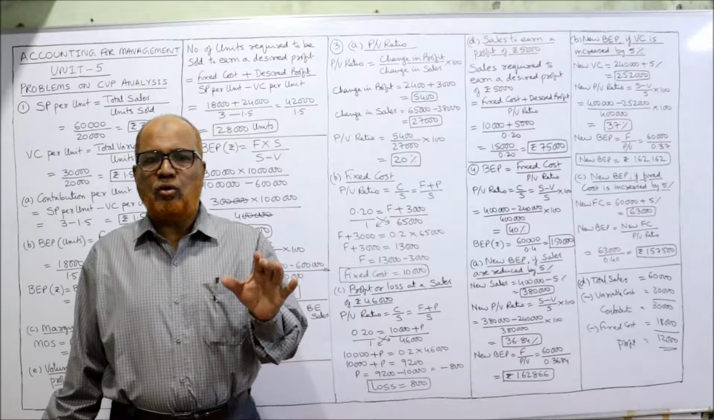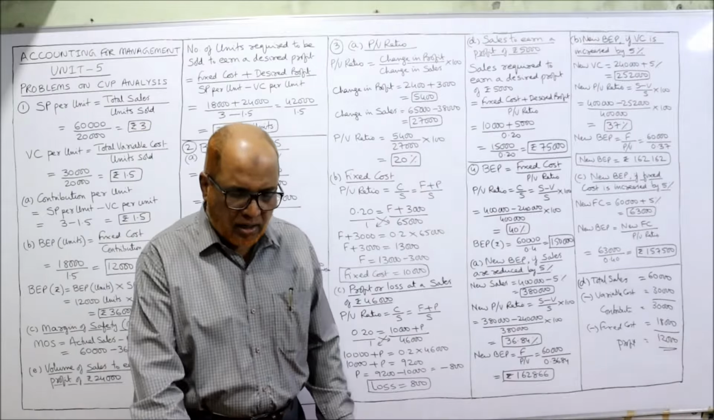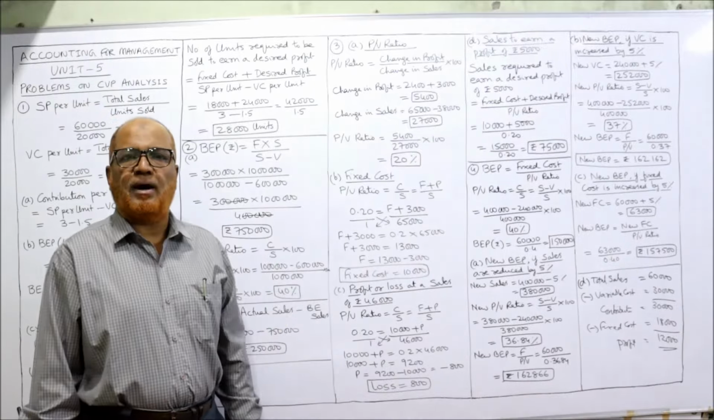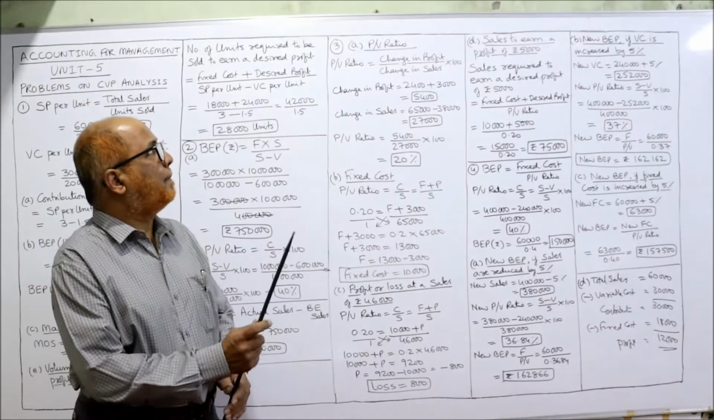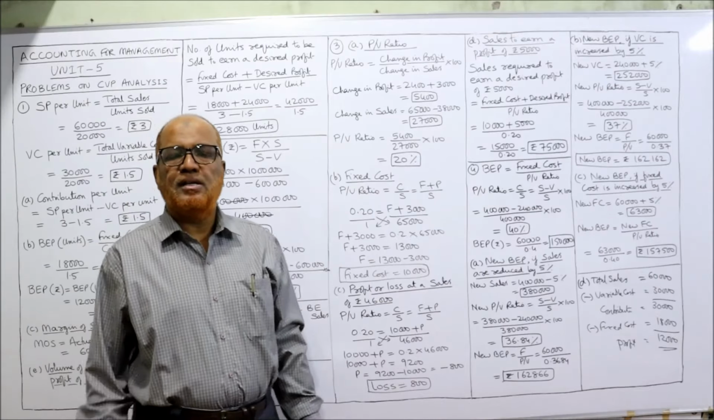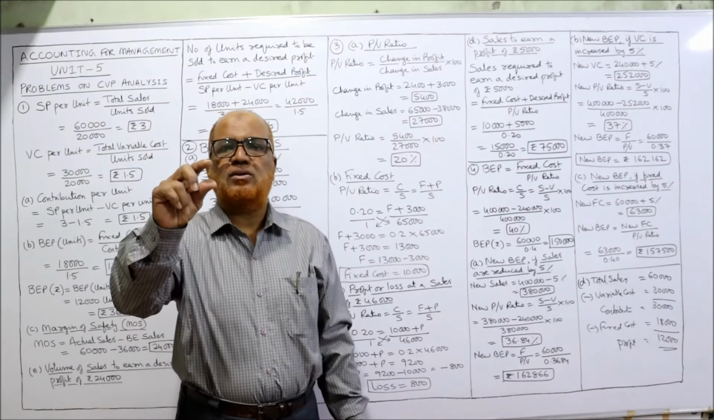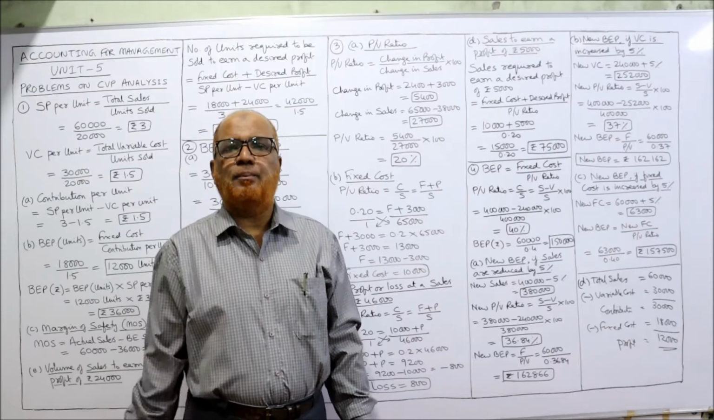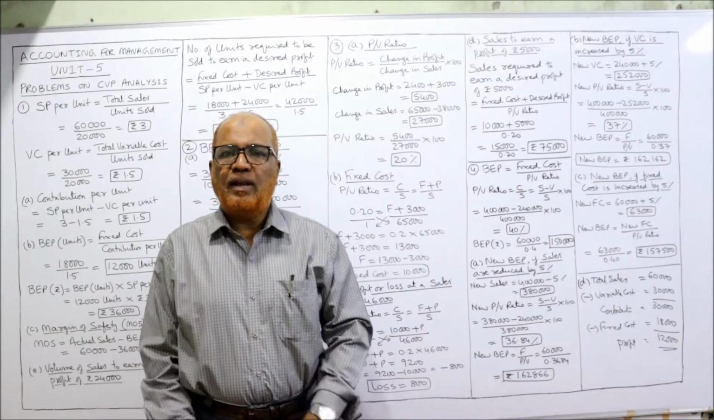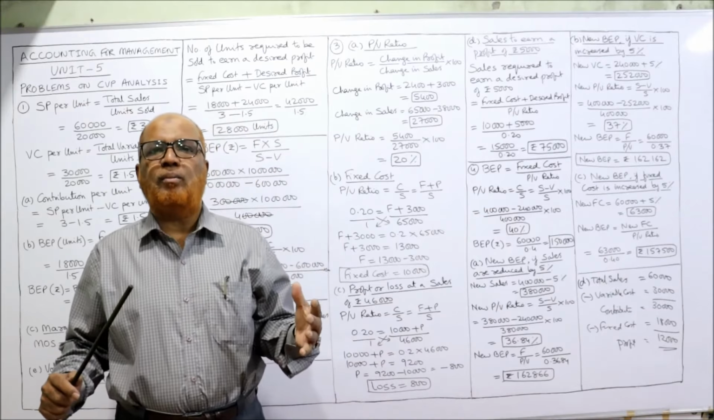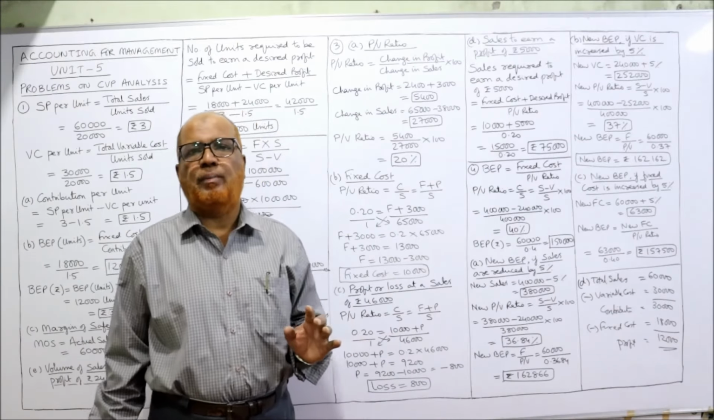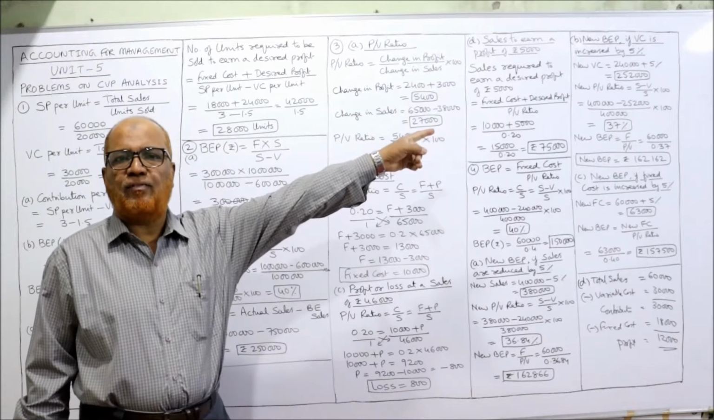How much sales do we have to make in order to earn a profit of rupees 5,000? There is a formula in marginal costing: sales required to earn a desired profit is equal to fixed cost plus desired profit divided by PV ratio. Note it down. Whenever you come across a new formula, immediately write it down. Then only you can remember. So first time we are applying the formula.